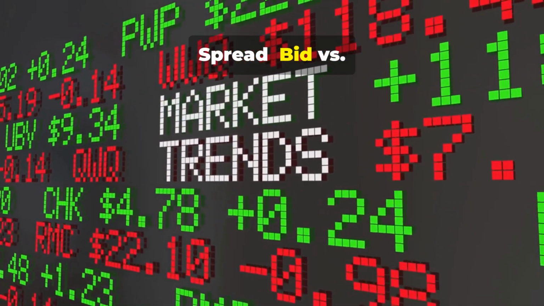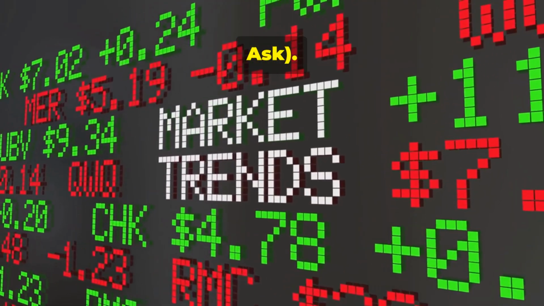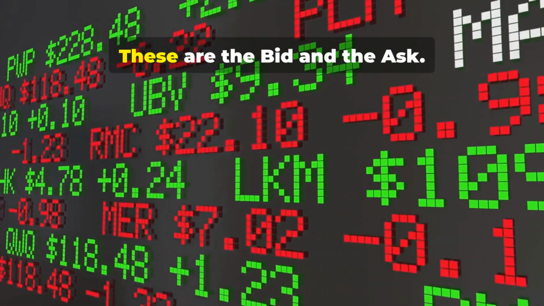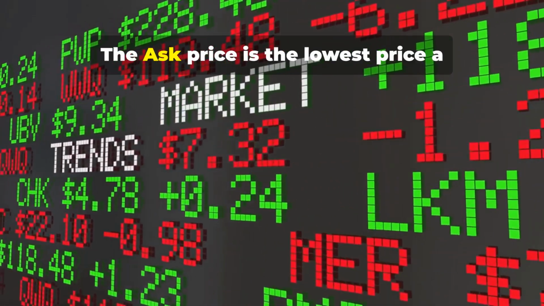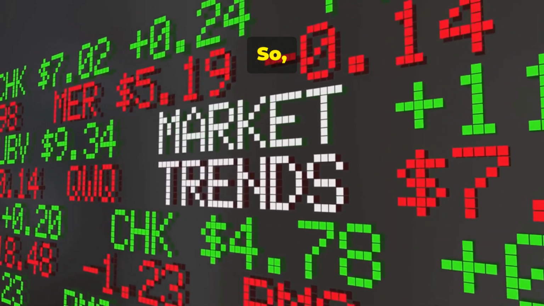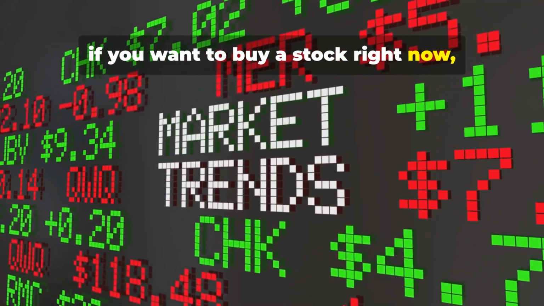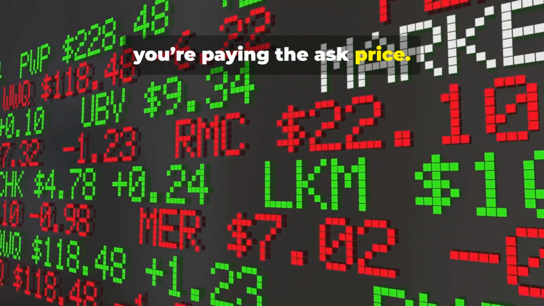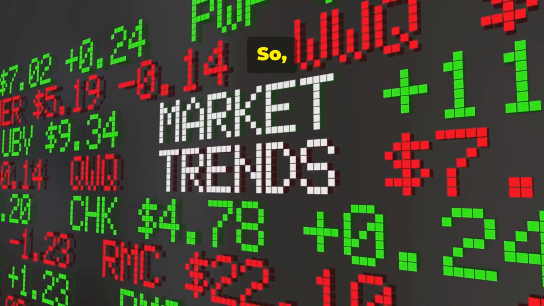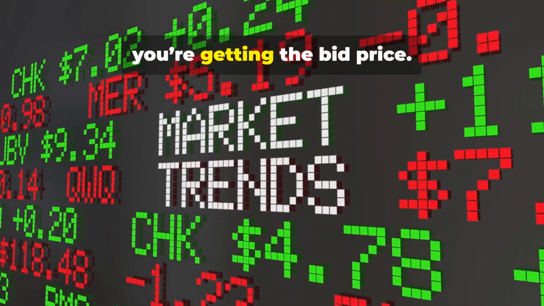The spread. Bid versus ask. When you look up a stock, you'll almost always see two prices, not just one. These are the bid and the ask. The ask price is the lowest price a seller is willing to take for their stock. So, if you want to buy a stock right now, you're paying the ask price. The bid price is the highest price a buyer is willing to pay for that stock. So if you want to sell right now, you're getting the bid price.